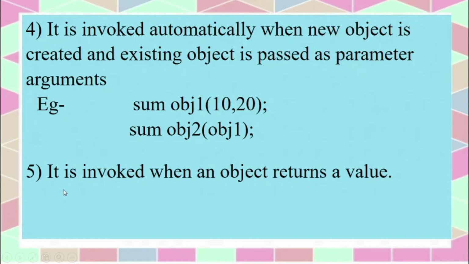Then the fifth point: it is invoked when an object returns a value. So after a calculation, if you are using a return statement to return the value, there also copy constructor will be called. So these are the features of copy constructor.